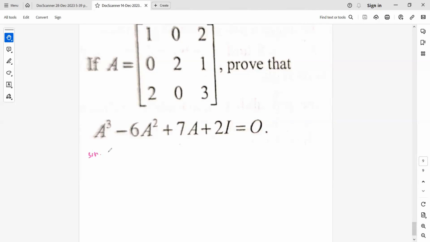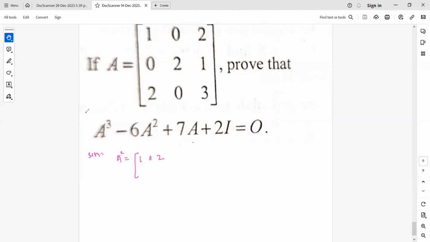First, see, already I said in the equation, A is already given to us. We require to calculate A square and A cube. So first we will be calculating A square. How do we calculate A square? A square is equal to, just we need to multiply these two, 102.